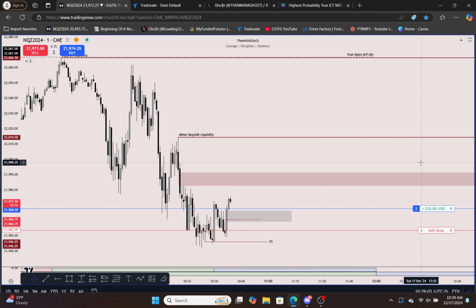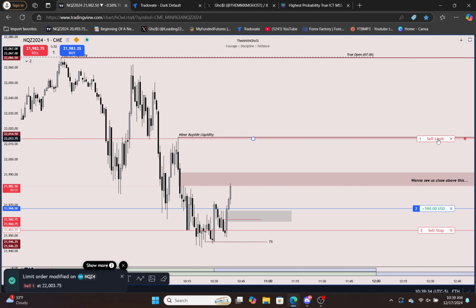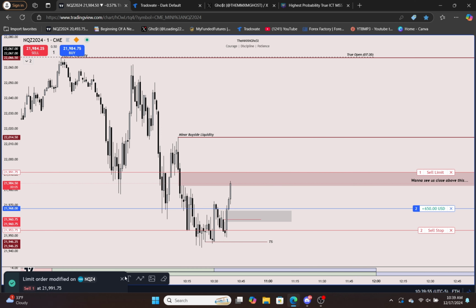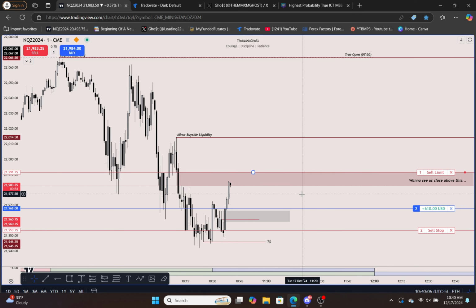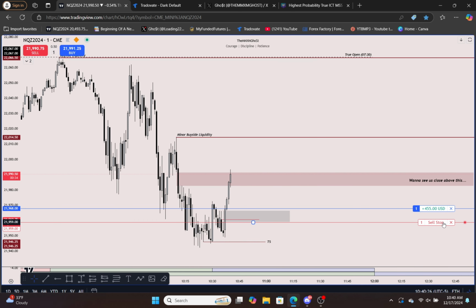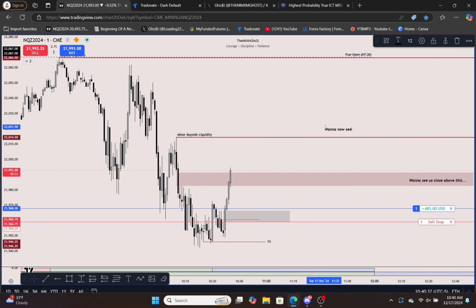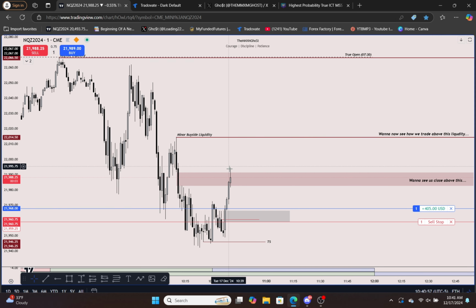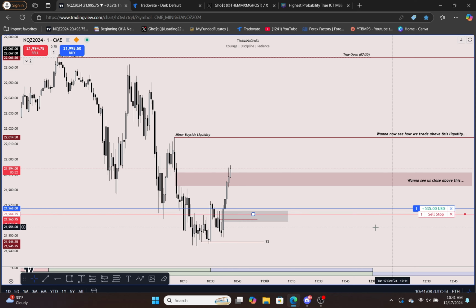Okay, so you can see me take my entry here. As soon as we displace and we leave a fair value gap, that displacement with the fair value gap, that's where I want to enter. Now, I will say that this trade execution itself was a little shaky. I believe there were about 3 entries that I had to take to capture partials within this move here.